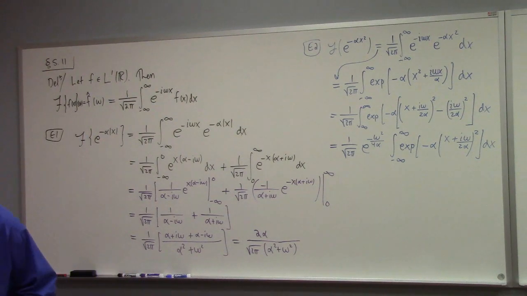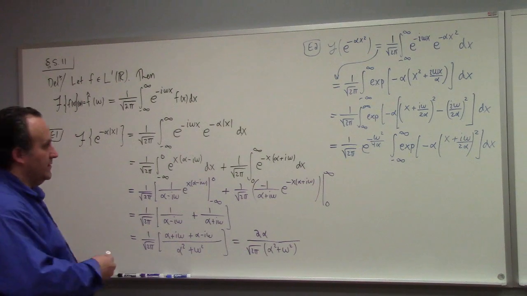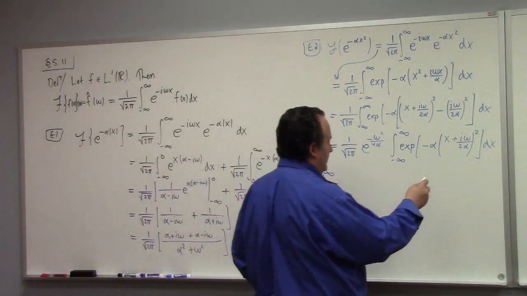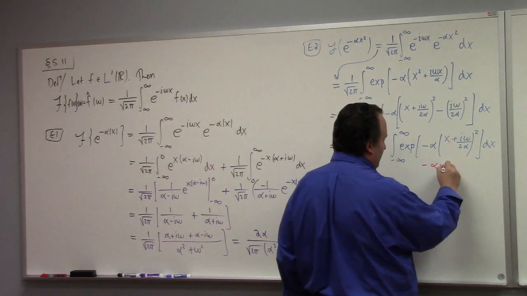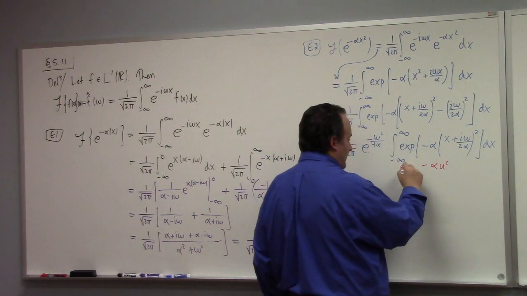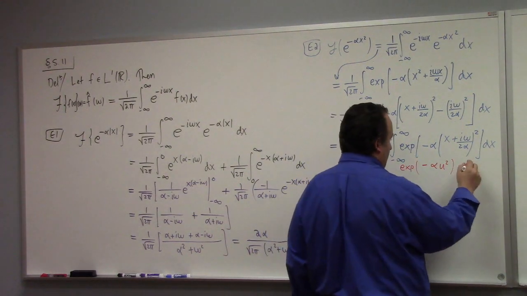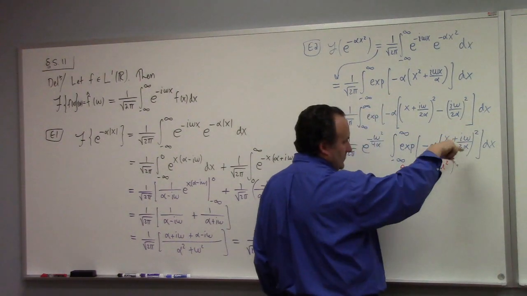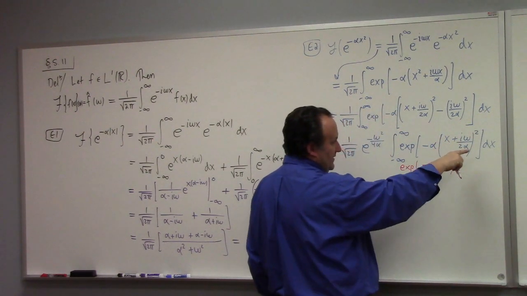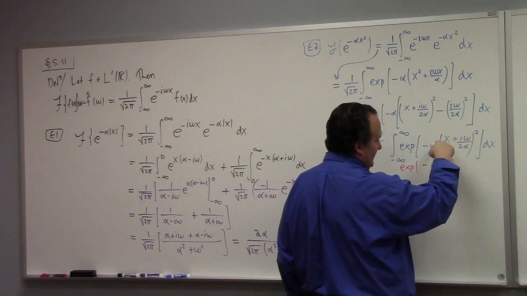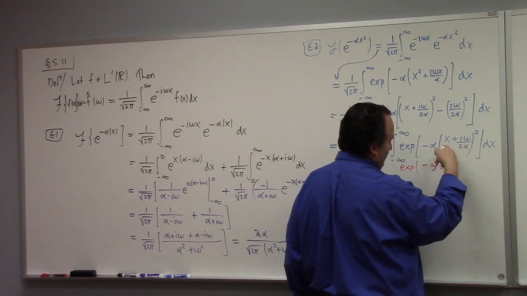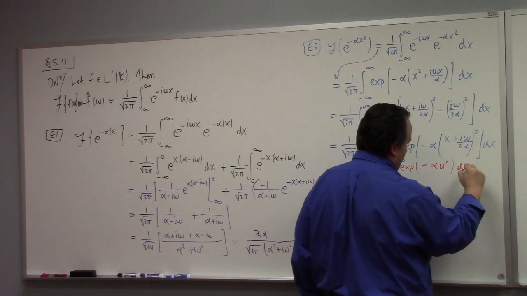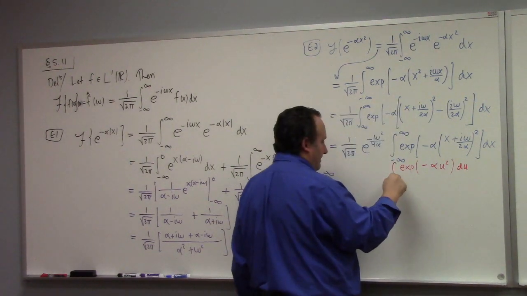It's 1 over the square root of alpha times, yeah, this is the square root of pi over alpha. So he makes this minus alpha u squared, like that. And if this is u, then dx is du, because it's shifted, not multiplied, so dx is du. Okay, great.